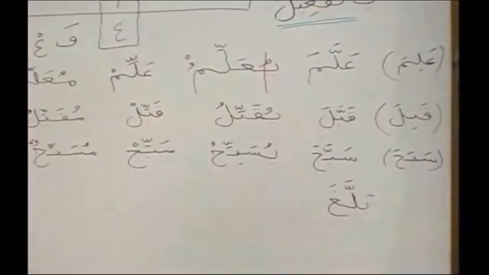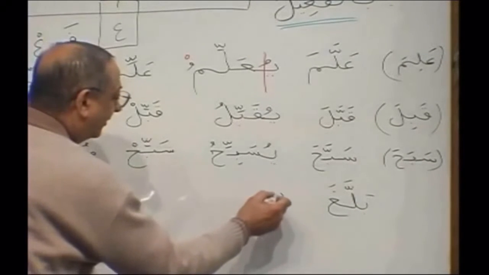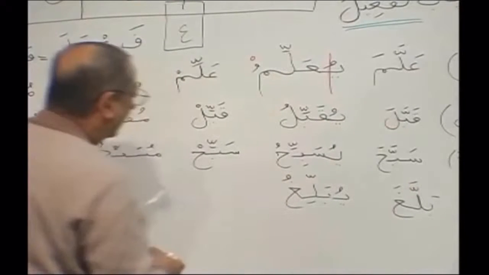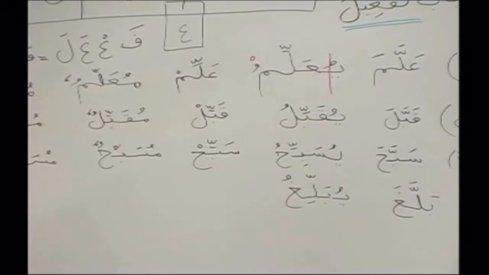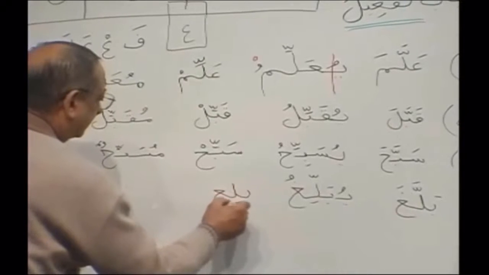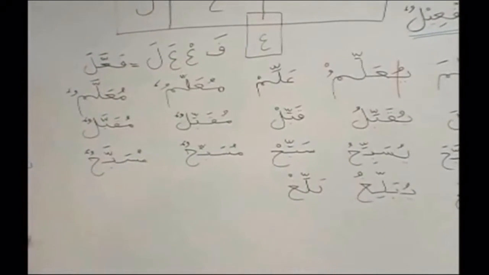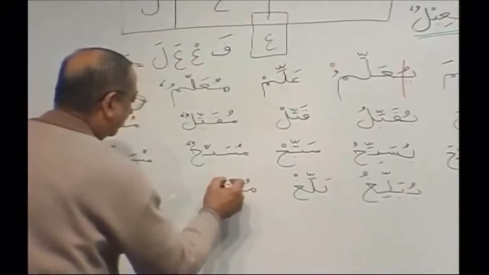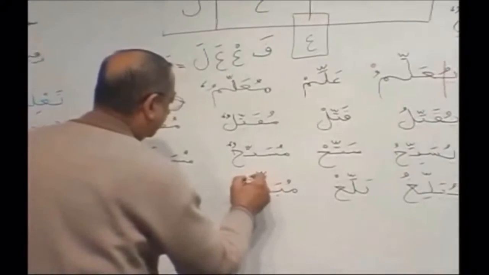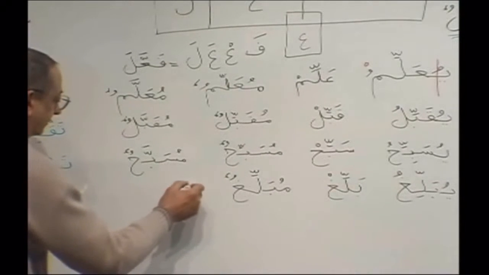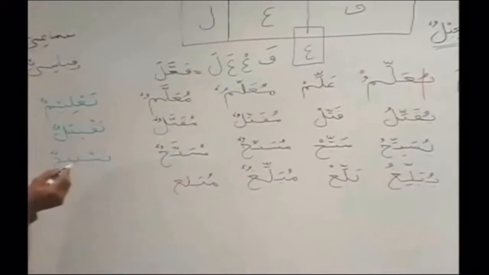Ballagha. Mudariya. Yuballighu. Amar. Balligh. See, it is so easy. Very easy, brother. Balligh. And what will be here? Muballigh. And then here it will be muballagh. Did you say Tabligh Jamaat?